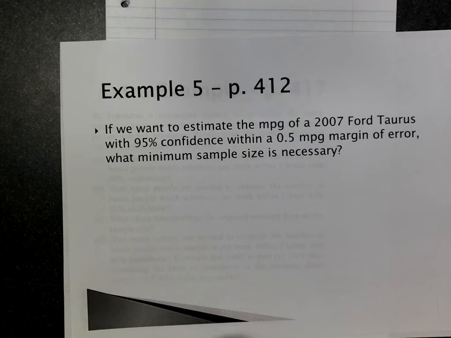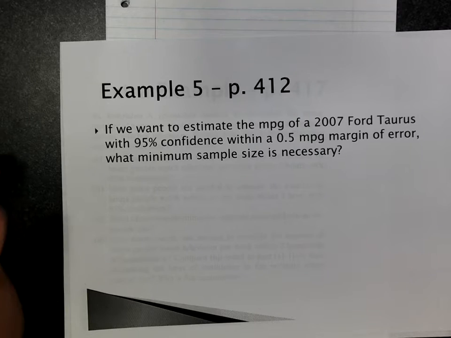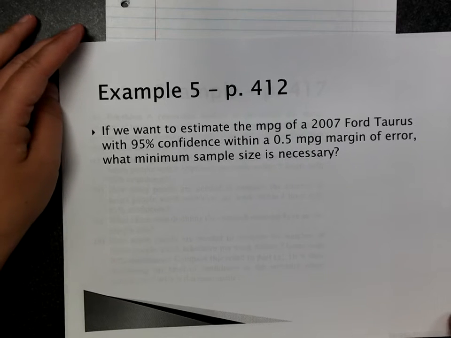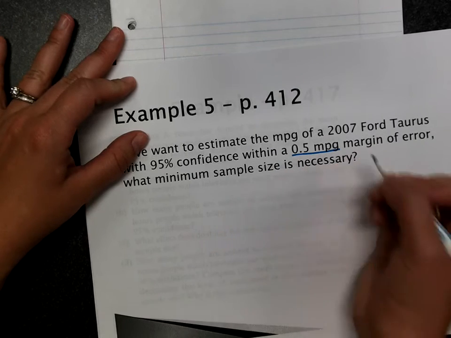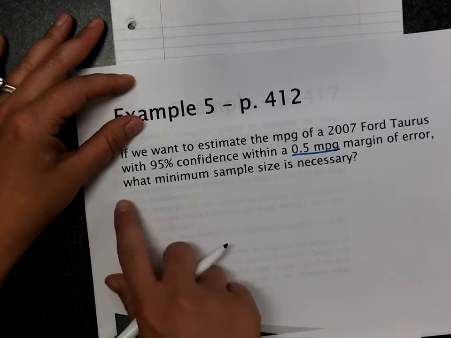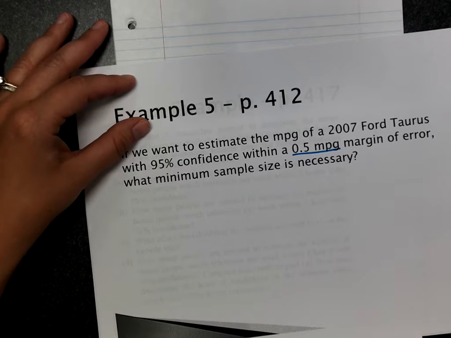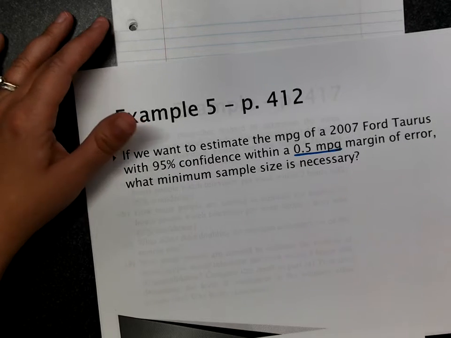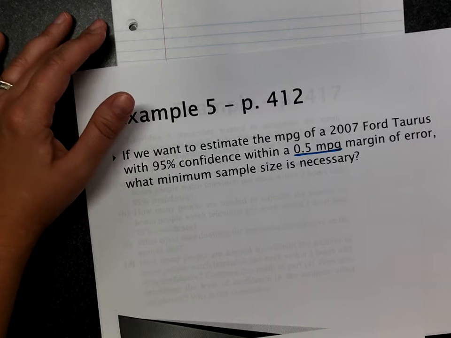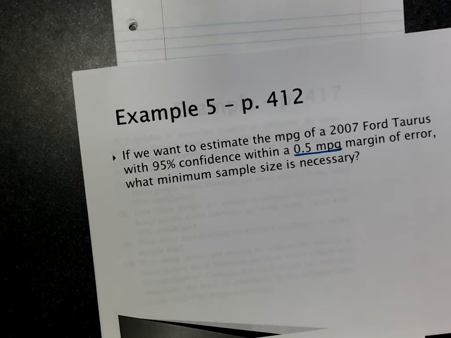We want to estimate the miles per gallon of a 2007 Ford Taurus, again with that same scenario, that same set of information, with 95% confidence within a 0.5 mile per gallon margin of error. What is the minimum sample size necessary? So this time they don't give us a percentage, they just give us the margin of error. And we're going to use the same set of information we were using previously. Let me find it. So the same Ford Taurus information.